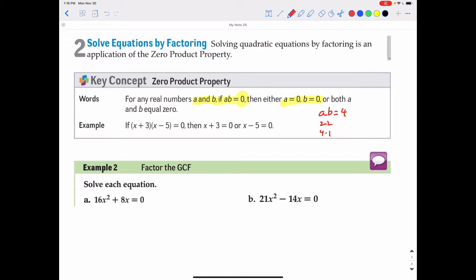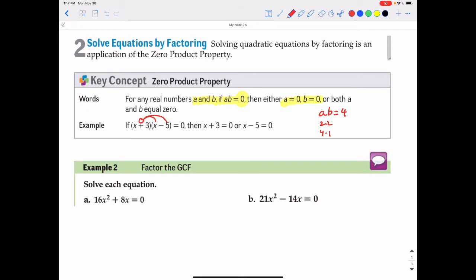The way we use that in quadratic expressions and quadratic equations is that if you have two factored binomials and their product equals 0, then either the x plus 3 equals 0 or the x minus 5 equals 0. Because if x plus 3 equals 0, that means that you would have a 0, and when you distribute it into the next set of parentheses, it would also be 0, which means the total is going to be 0.